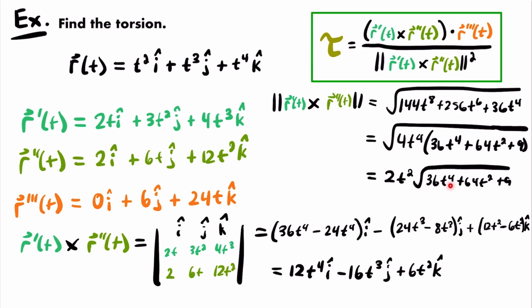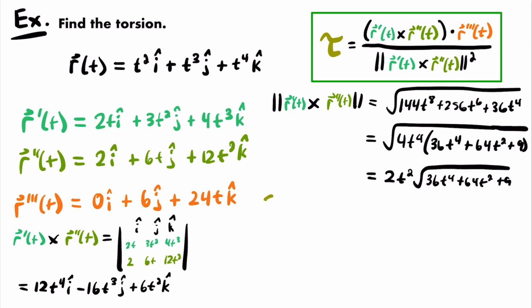But now that we have that, the only thing left to do is to take the dot product between our cross product vector and the third derivative of our vector function. So let's work on that next. In fact, I'm going to calculate it right into our torsion formula, just like I did in the previous example. In the numerator, we will have the dot product between the cross product and the third derivative. So we're going to take the sum of the product of corresponding components. So starting with the x components, 12t to the power 4 times 0. We know that's going to be 0, but I will write it out anyway.